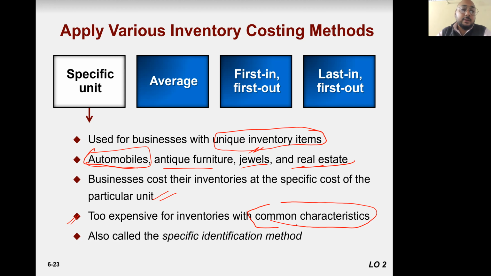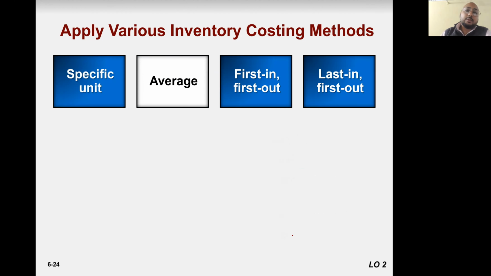So this method is very expensive for those inventories which have common characteristics. This method is also called the specific identification method. All right. So we are not going into details of how to do the evaluation, because it is very easy.